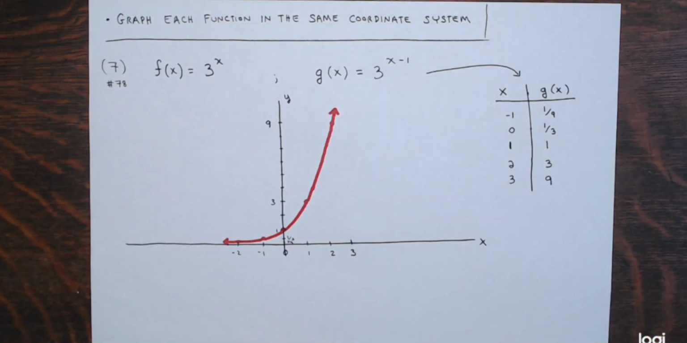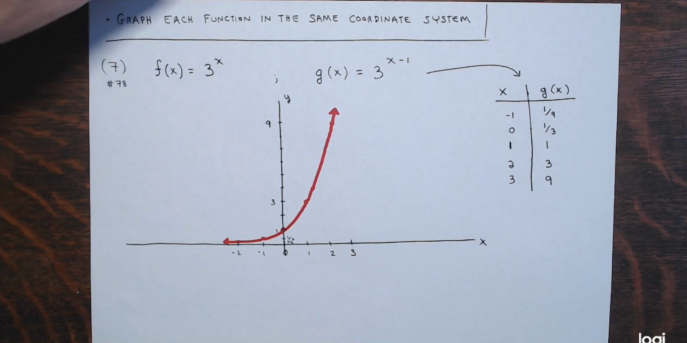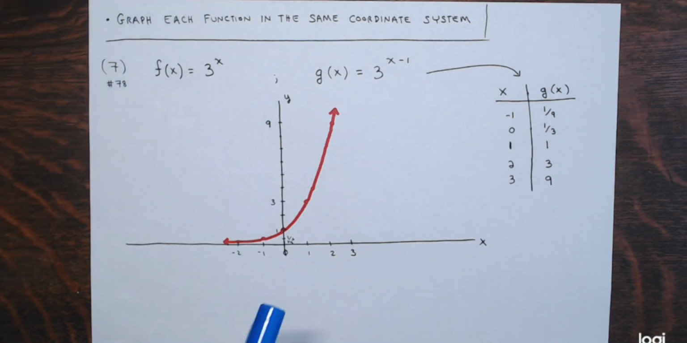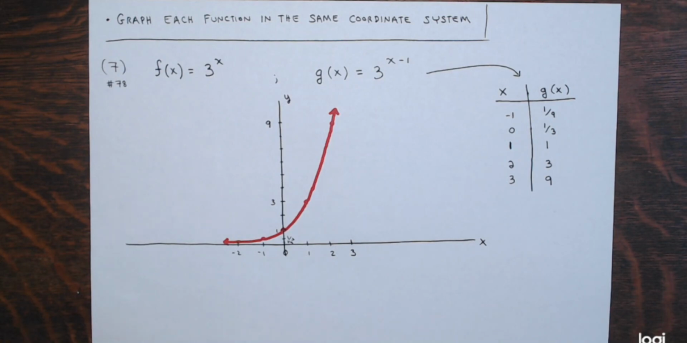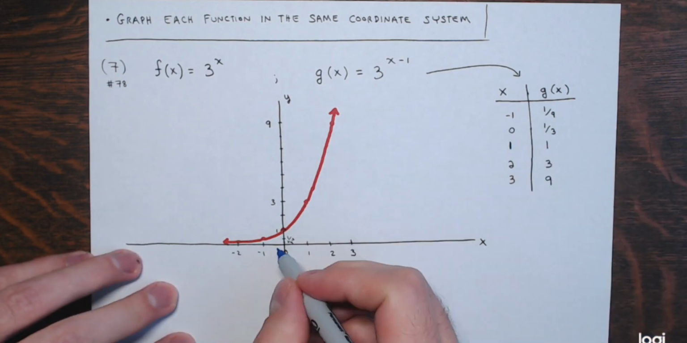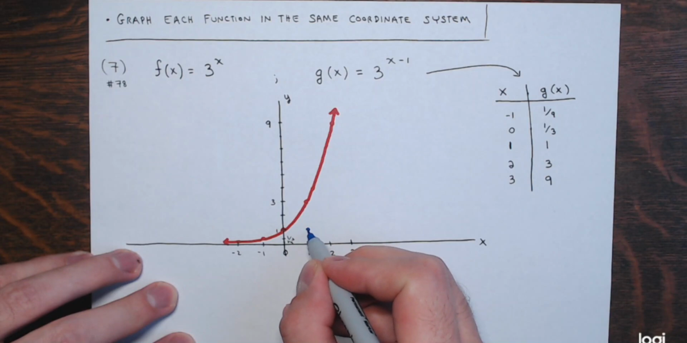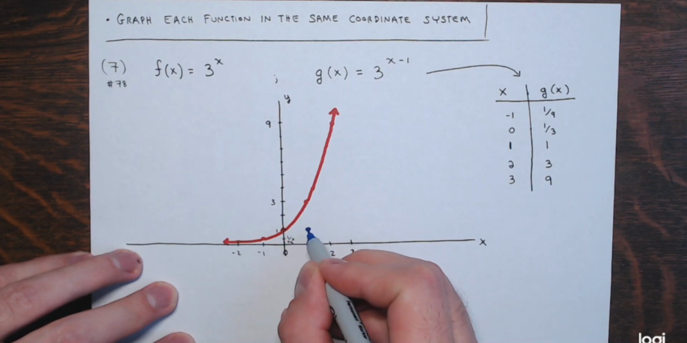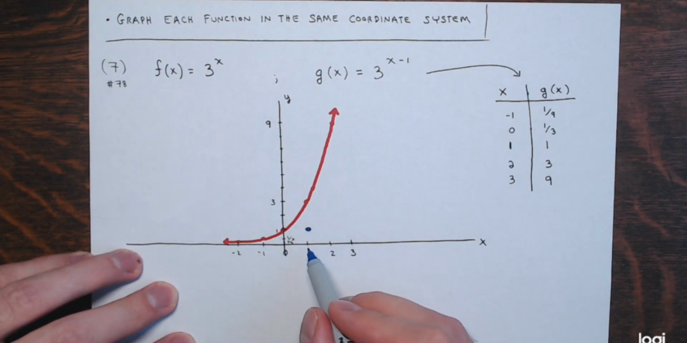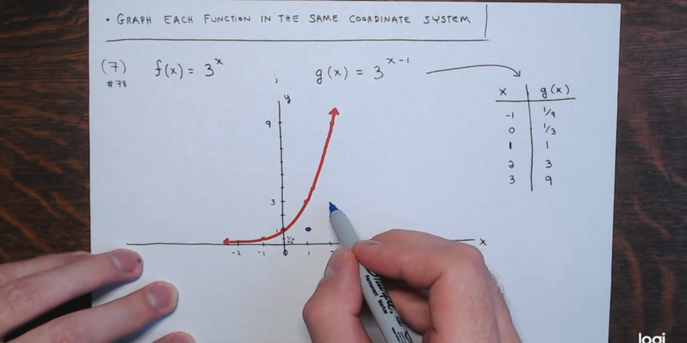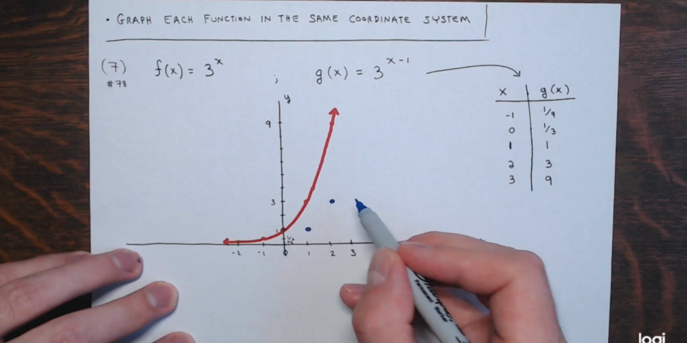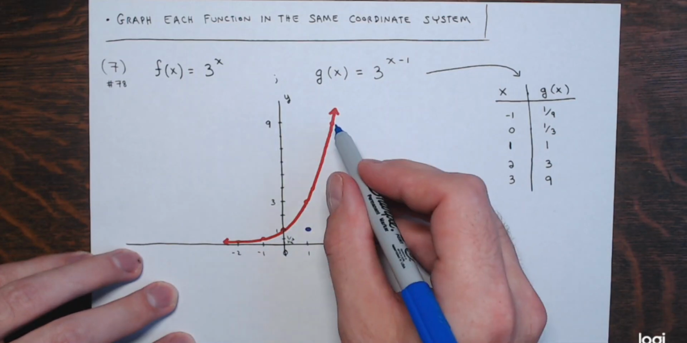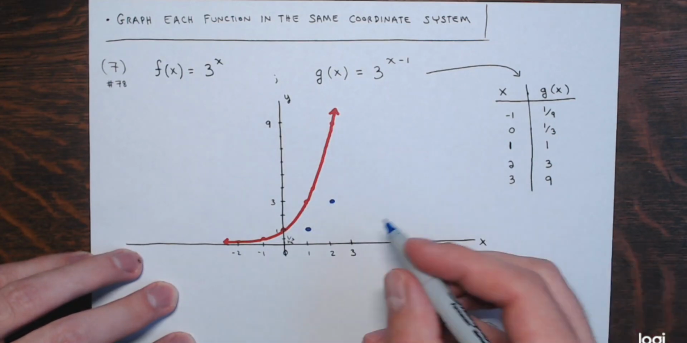So you see, all it does is shift the points from this original graph to the right 1 unit. So instead of (0, 1), I got (1, 1). That's just 1 unit to the right. Instead of (1, 3), there's (2, 3). Instead of (2, 9), like on the original graph, there's (3, 9).